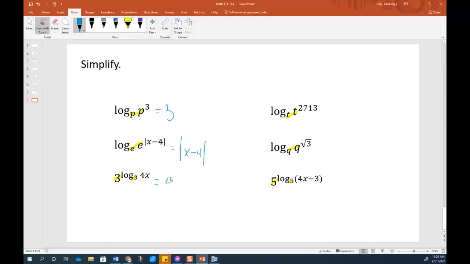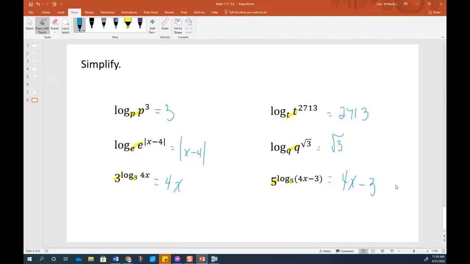This one equals, I bet you've got the hang of it, 4x. This one is 2,713. This one is the square root of 3. And this one equals 4x minus 3.